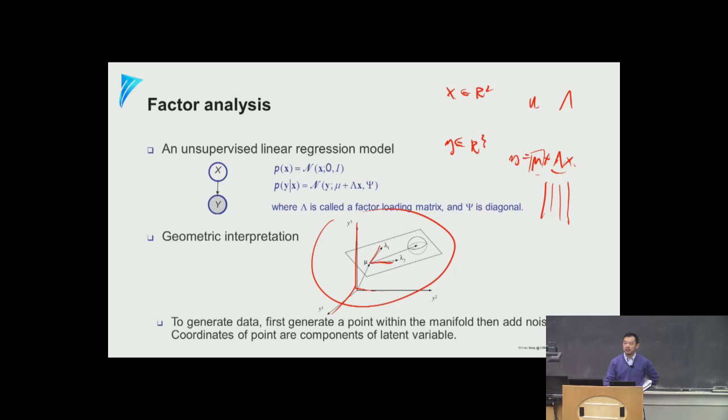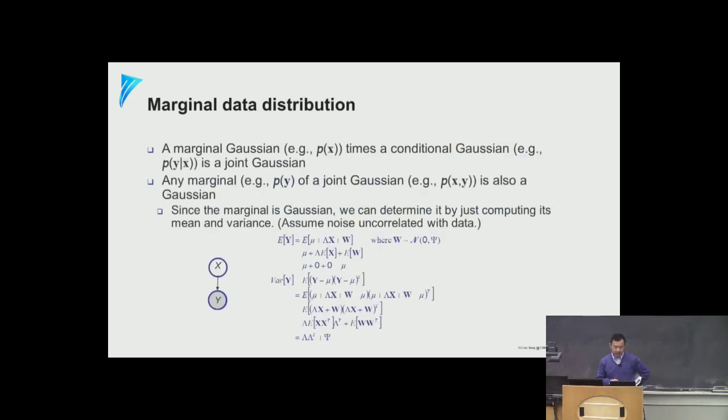Other similar ideas also exist in models like PCA, like locally linear embedding. There are many names. You probably learned some of them already from 701 and other lectures. So today we're going to study how to learn and infer factor analysis models.